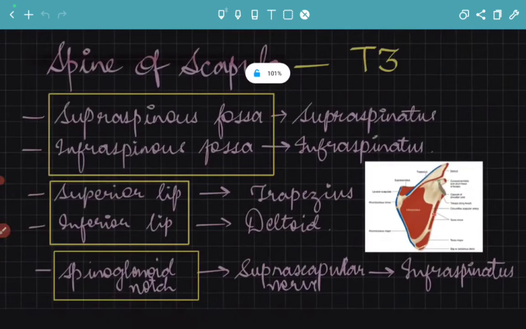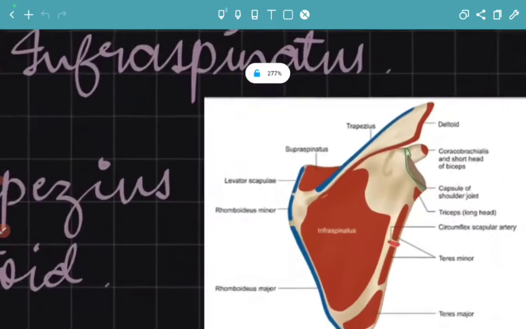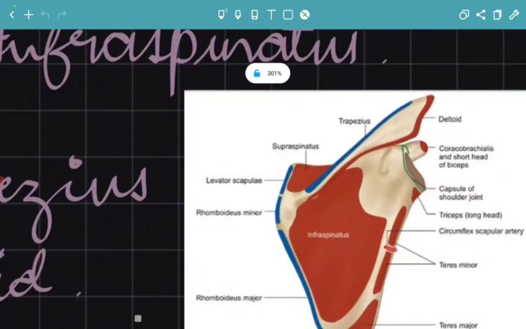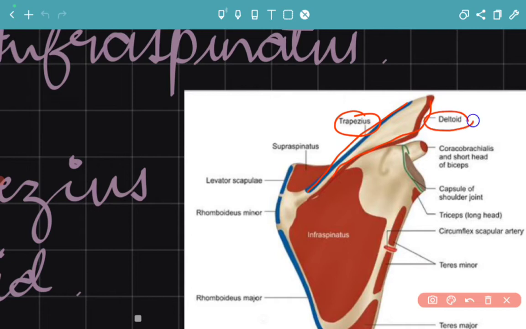Next comes the superior and inferior lip of the spine of scapula. The attachment to superior lip of the spine of scapula is the trapezius, and to the inferior lip of the spine of scapula is deltoid.